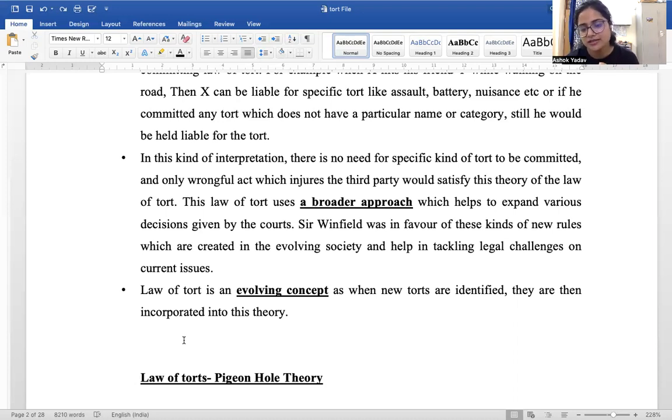So it is not necessary that we should have a particular tort by some name like nuisance, assault, battery. Sometimes it may happen, and it can even happen in future. According to Winfield, a new tort may be discovered in future, a new wrong may be made, so it can also be incorporated in this theory, that is, law of tort. That is why he says it's a broader approach and it's an evolving concept, right?